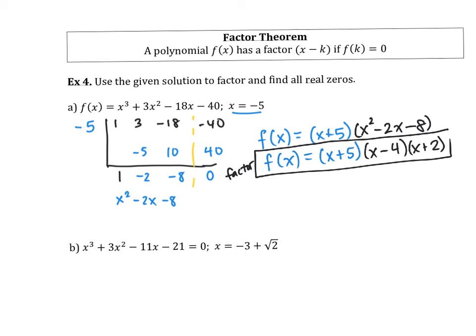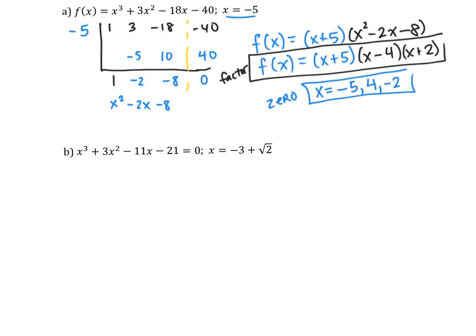So that's fully factored. My zeros are -5, +4, and -2 by using the zero product property. This was a degree 3 polynomial. I expected to get 3 zeros, and I did get 3 zeros.